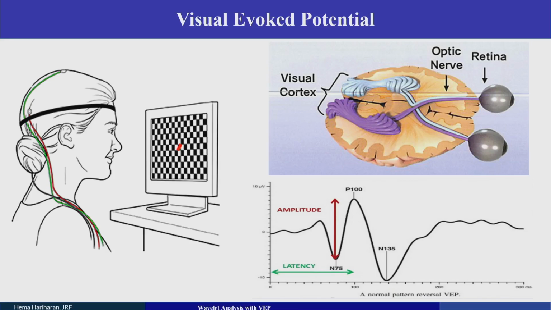For example, in MMN we check the P1, N1, P2 response. Similarly, for the P300 we check at around 300 milliseconds or more, where we get the response. For MMN it should be in the latency range from 150 to 300 milliseconds. So for any ERP analysis, the amplitude and latency are the ones we have to check in detail and focus on.